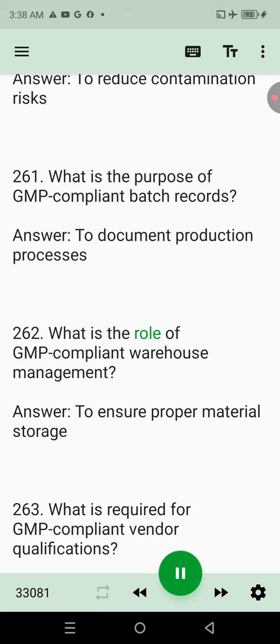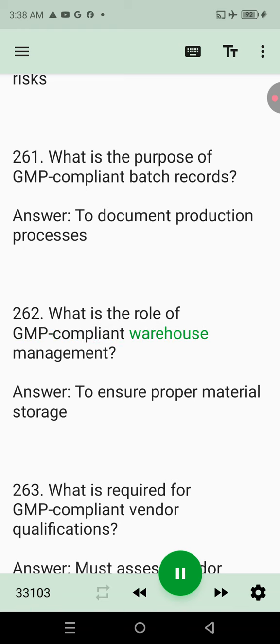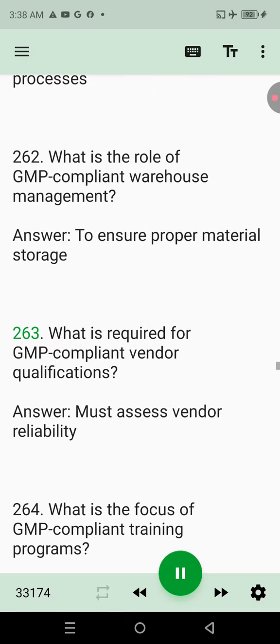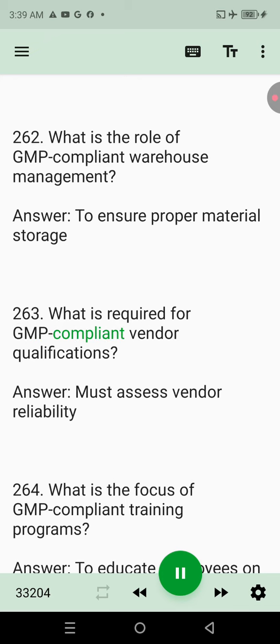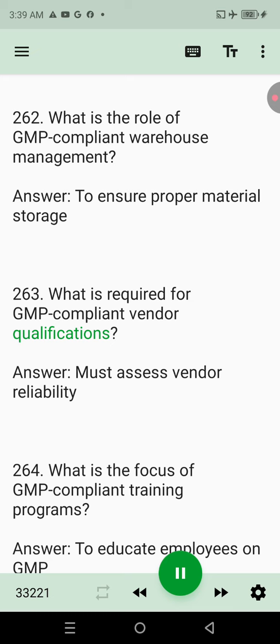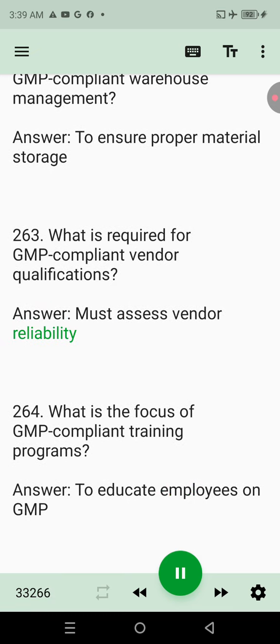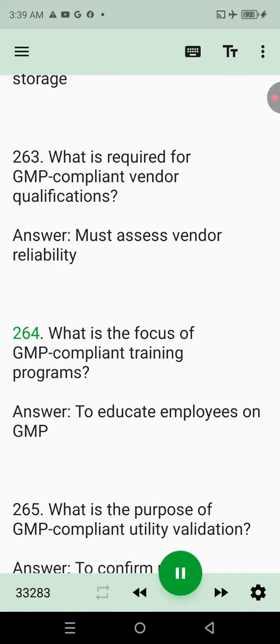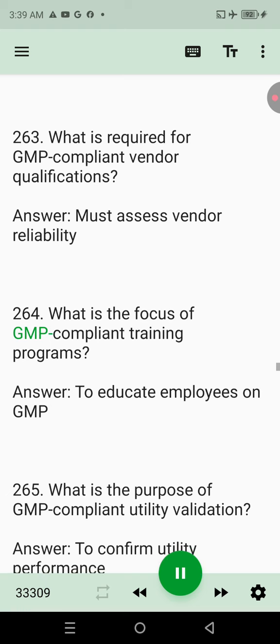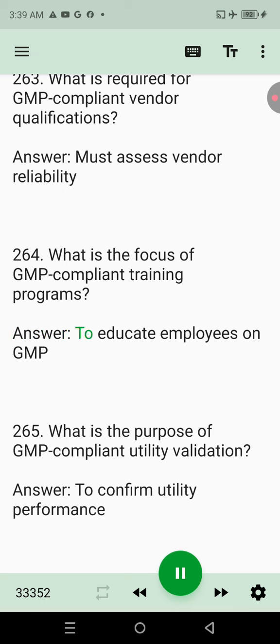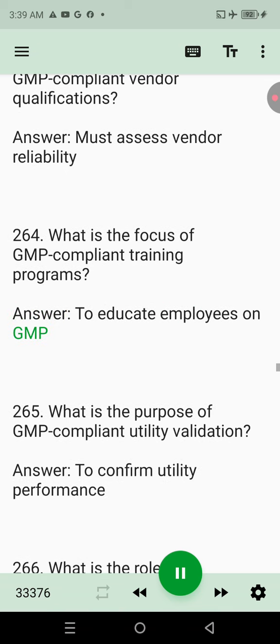262. What is the role of GMP-compliant warehouse management? Answer: to ensure proper material storage. 263. What is required for GMP-compliant vendor qualifications? Answer: must assess vendor reliability. 264. What is the focus of GMP-compliant training programs? Answer: to educate employees on GMP.